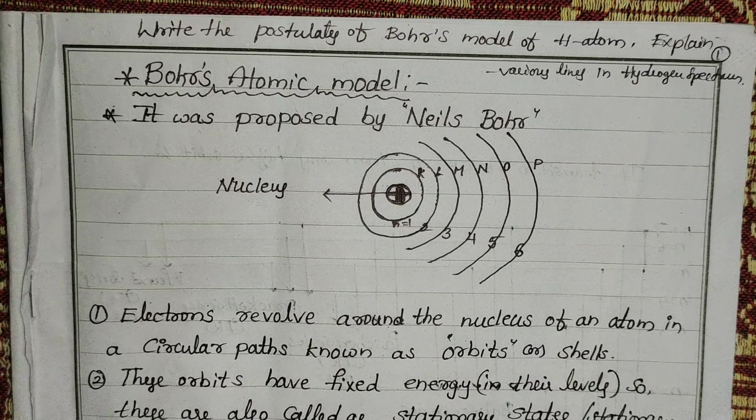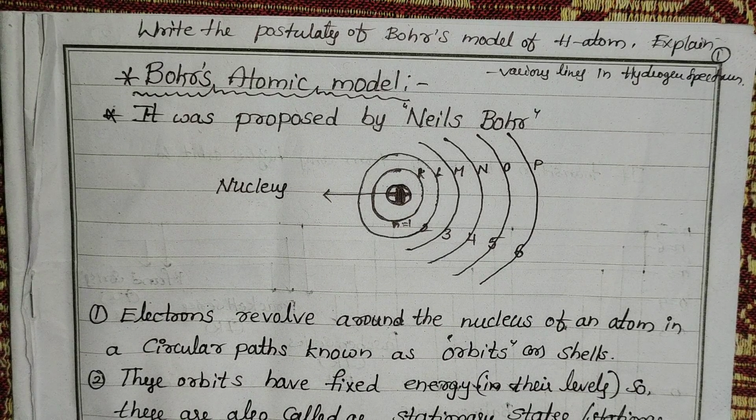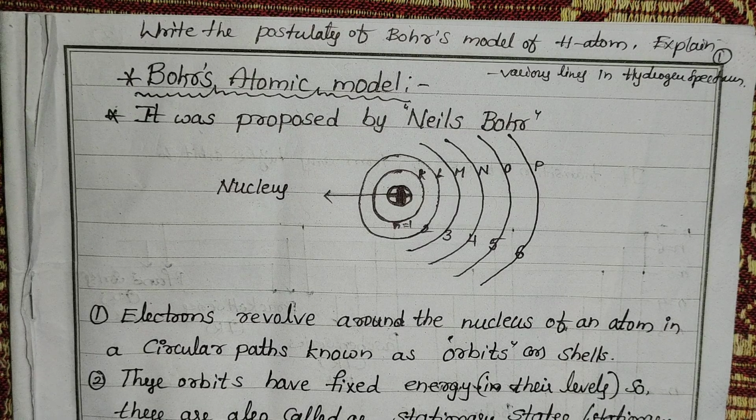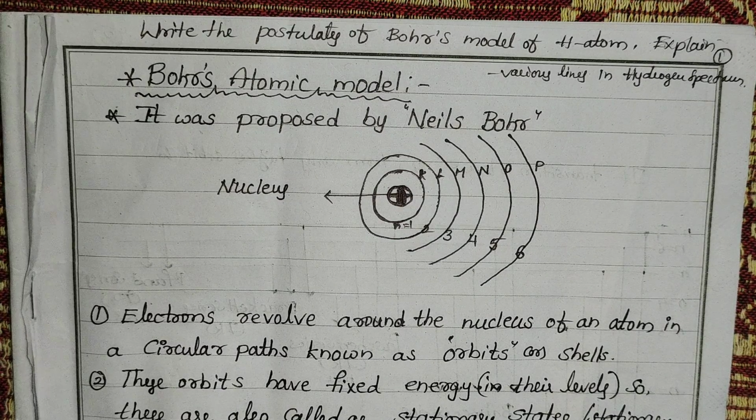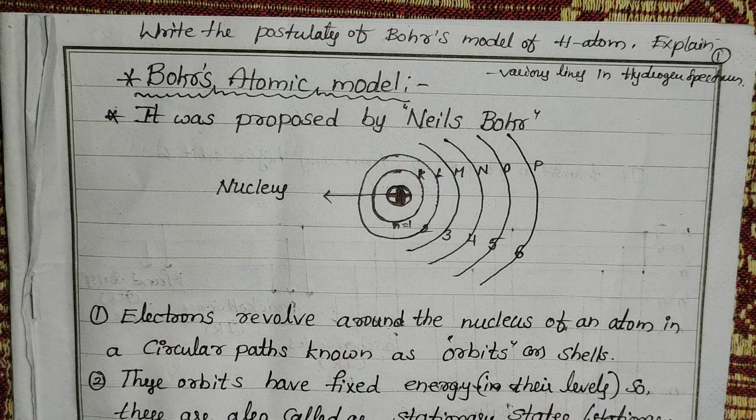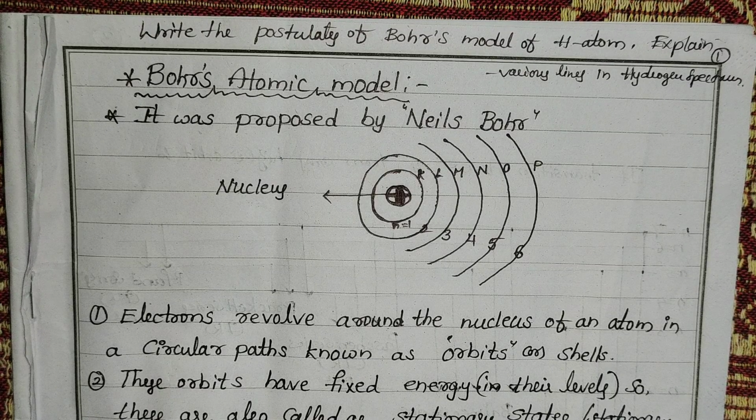So anyway, listen beta. This is the first and foremost important question, LAQ. Bohr's atomic theory. Write the postulates of Bohr's model of hydrogen atom. Explain various lines in hydrogen spectrum. Okay, simple. Bohr's atomic model with hydrogen spectrum. This is the first important LAQ in first year chemistry.